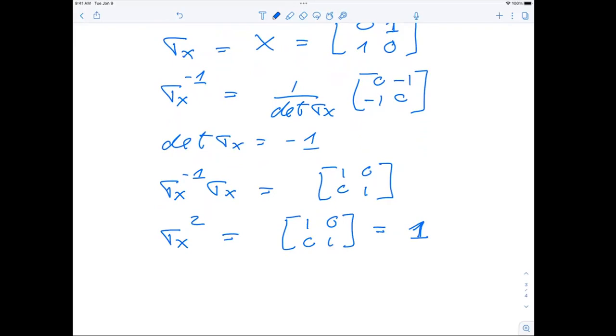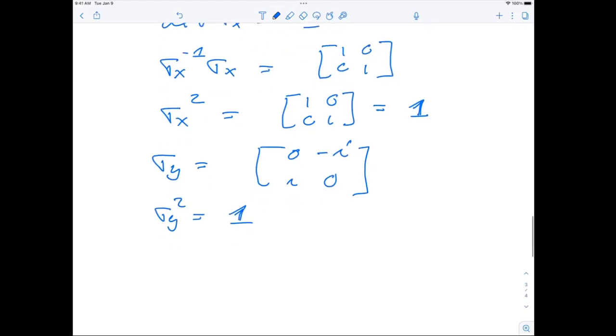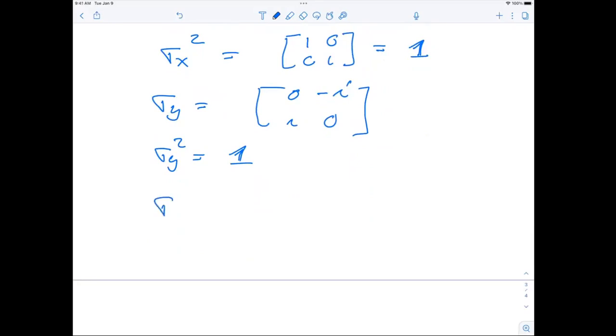Now, the other matrices which are important are the sigma y matrix, which I'm just going to state here. The sigma y matrix is 0, minus i, i, 0. So this is the imaginary component. And you will see again that the determinant of that matrix is minus 1. The inverse matrix is also easy to find. And sigma y squared also has the property that it is equal to the identity matrix. And finally, if we now take the sigma z matrix, that is given as 1, 0, 0, minus 1.